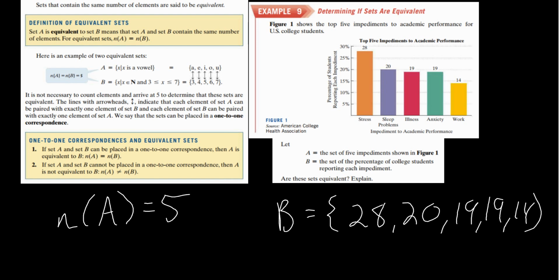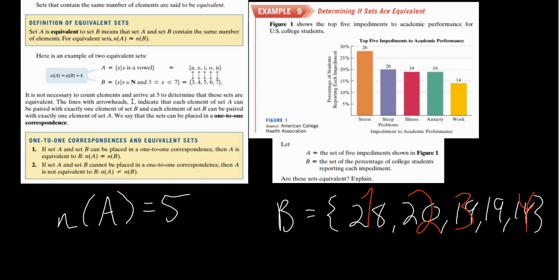Oh, wrong notation. Okay. And again, all I did was write 28, 20, 19, 19, 14. Well, 19 is being repeated. So when I talk about the cardinality of B, I would say 1, 2, 3. I'm not going to count 19 again, and then 4. So the cardinality of B is going to be 4.